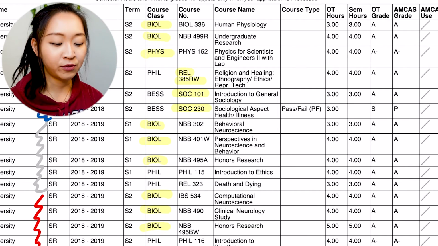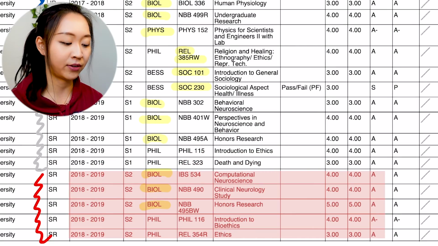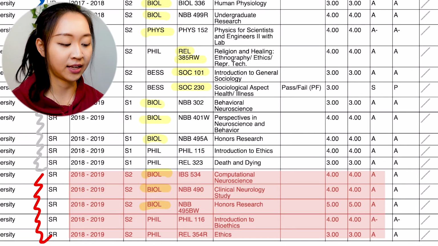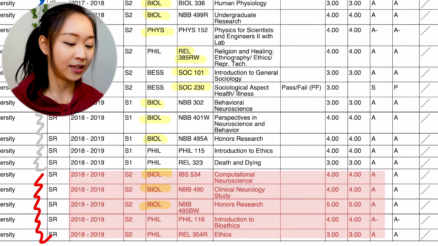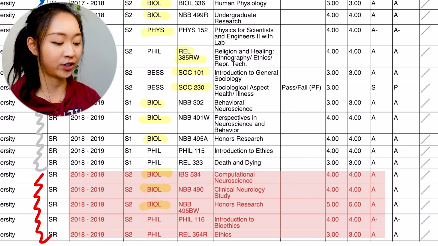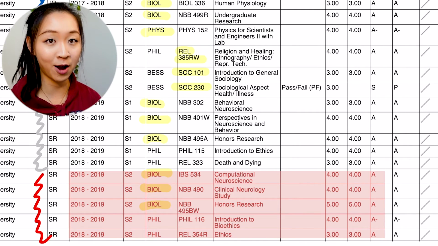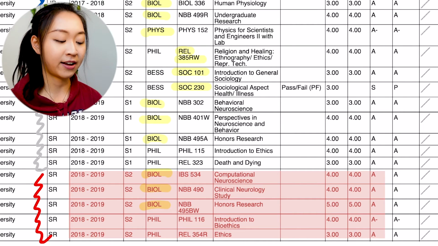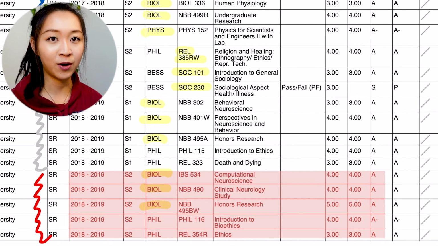And then highlighted in red is the very last semester of college. 3 upper level biology classes, including computational neuroscience, clinical neurology. This is a class where we actually went to shadow neurologists in the clinics. And then there is honors research, which I continued to do because I had to write an honors thesis and defend my honors thesis at that time. It was a 5-credit course. And then there is introduction to bioethics and ethics related to virtue.